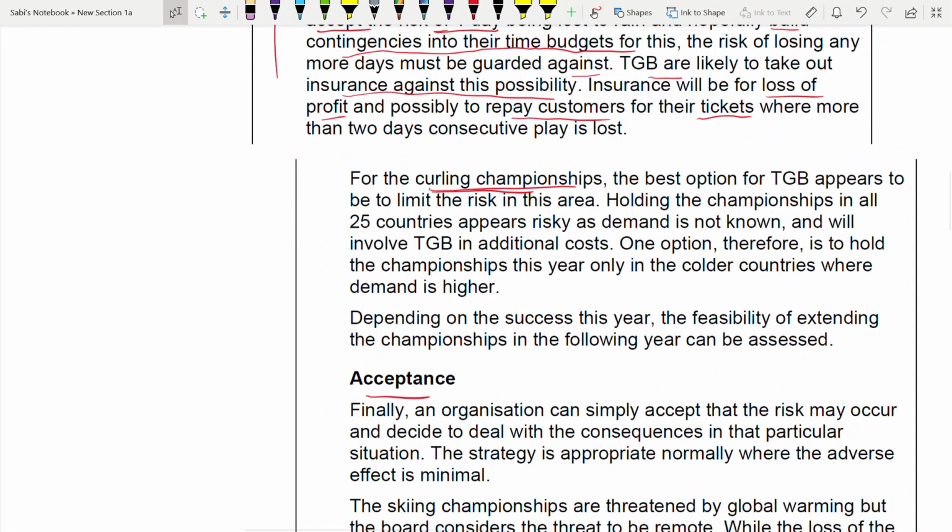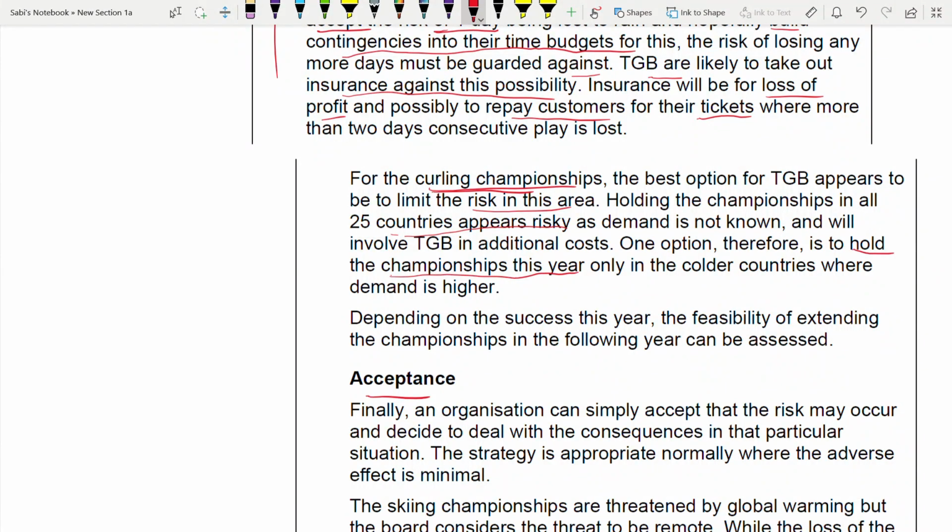So in this, what is the best option do you think? The curling championship is done in cool countries, not warm countries. So the best option is to limit the risk in this area. How? Holding the championships in all 25 countries appears risky as demand is not known and will involve additional costs. One option, therefore, is to hold the championship this year.